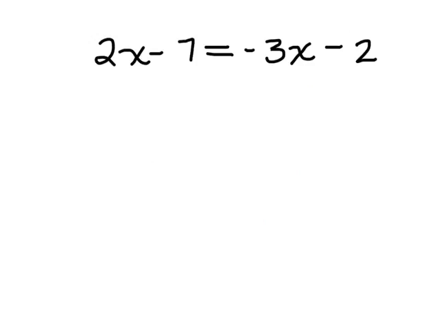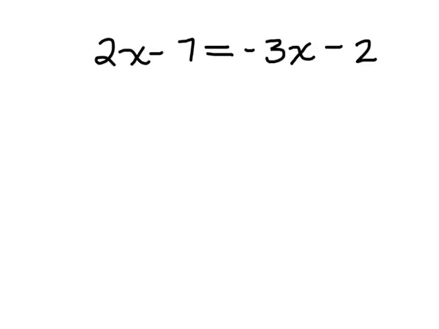For our second problem, we're going to look at when one of our variable terms is negative. So once again, look at your variable terms and determine which is the smaller value. Is it the positive 2x or the -3x? Since -3 is smaller than a positive 2, I'm going to eliminate that term instead.